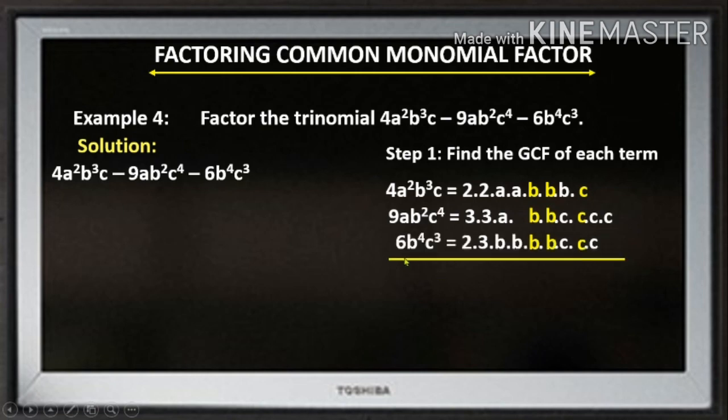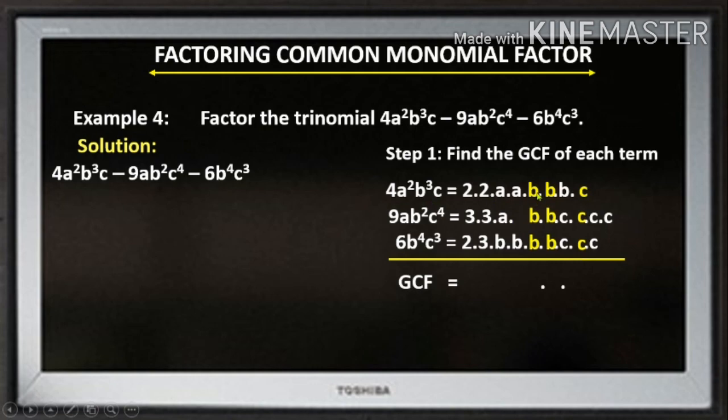Okay, the third term, which is 6b raised to the power of 4 times c cubed, is equal to the product of prime numbers 2, 3, b, b, b, b, c, c, and c. Okay, now let's look at here. 2 here is not a common factor because there is no 2 as a factor of this term. 3 also is not a common factor because in the first term there is no 3 as a factor, so the same as a.